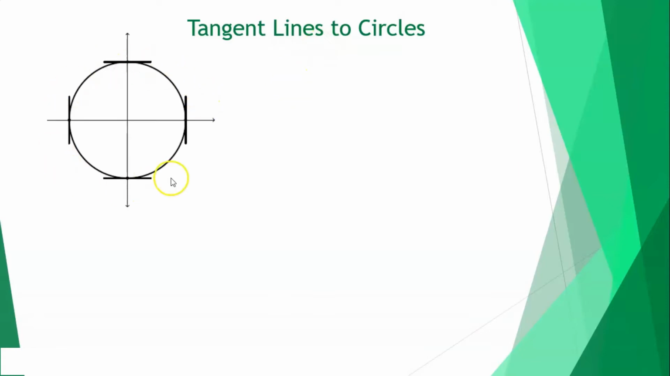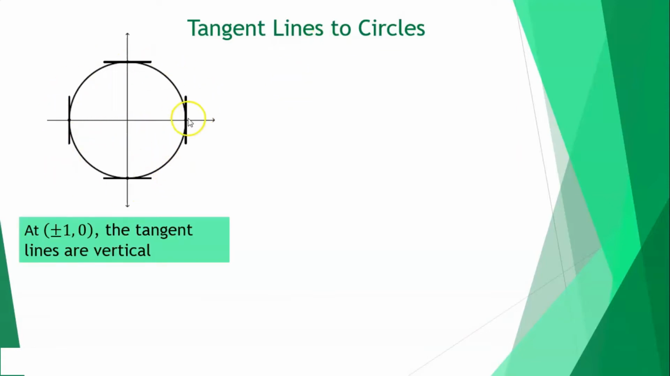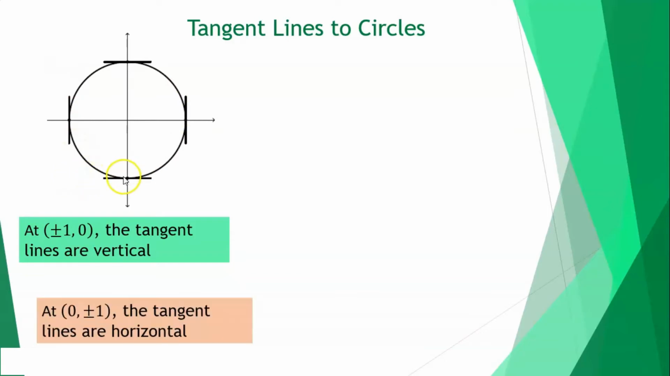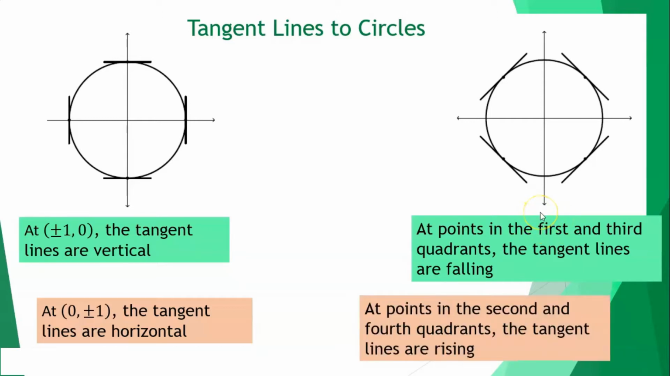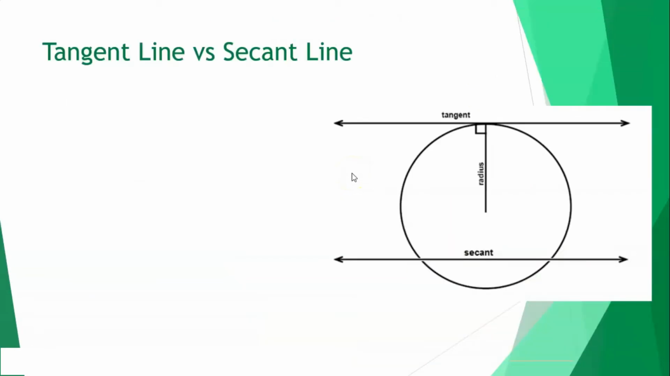Now, looking at this one, at points positive and negative 1, 0, the tangent lines are vertical, while at points 0, positive and negative 1, the tangent lines are horizontal. Now, with this one, at points in the first and third quadrants, the tangent lines are falling lines, while at the points in the second and fourth quadrants, the tangent lines are rising lines.